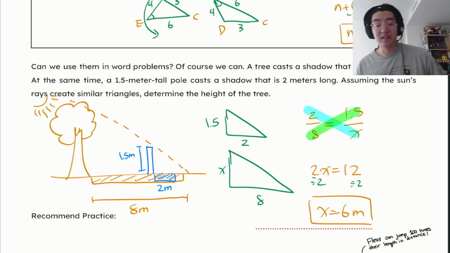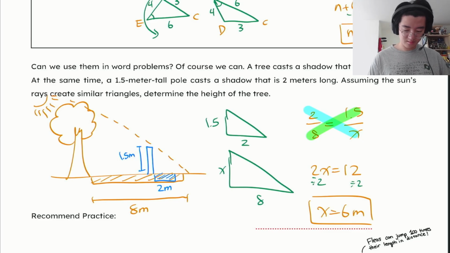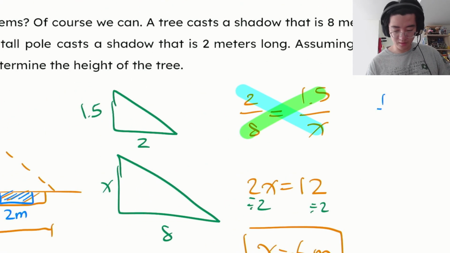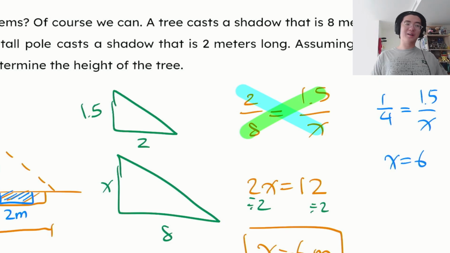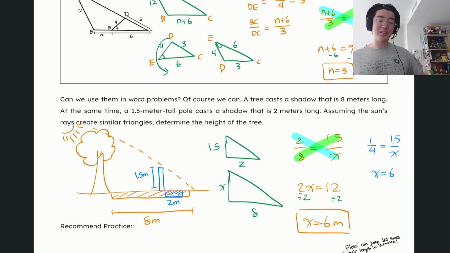Alright, and you can see here, if we reduce the 2 over 8, we get to skip one step. Cross multiplying here, x equals 6 right away. So again, you don't actually have to reduce it if you don't want to, but just remember that it will be an extra step later.